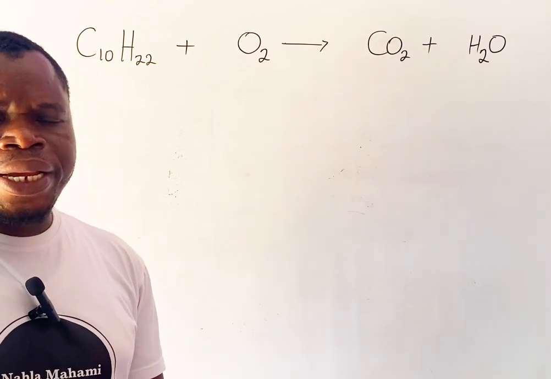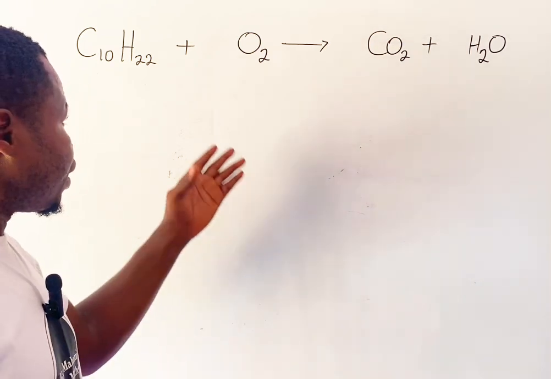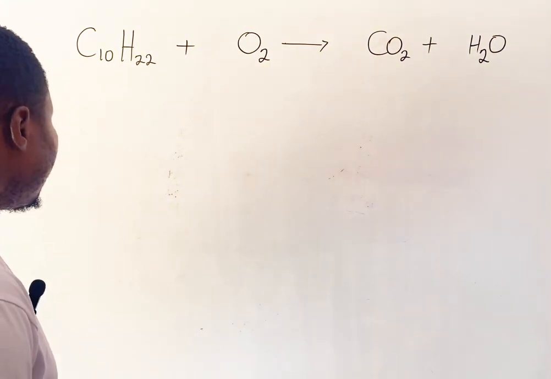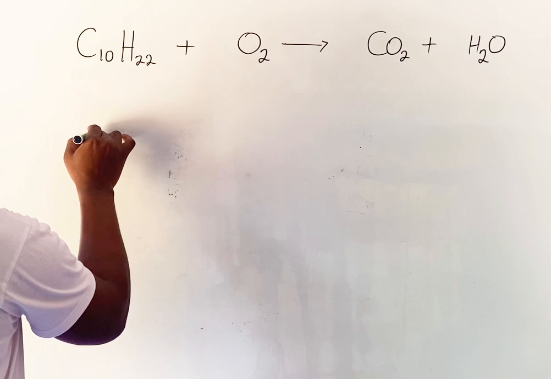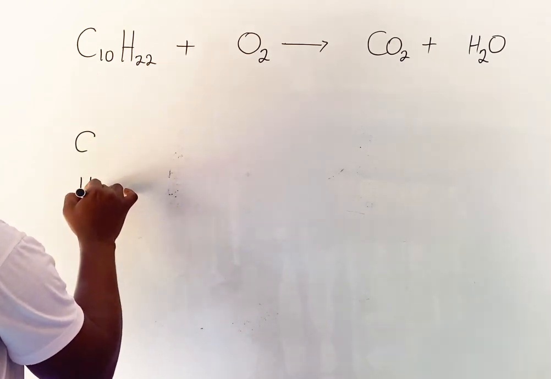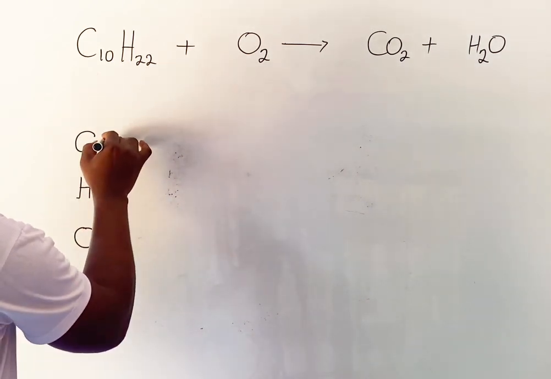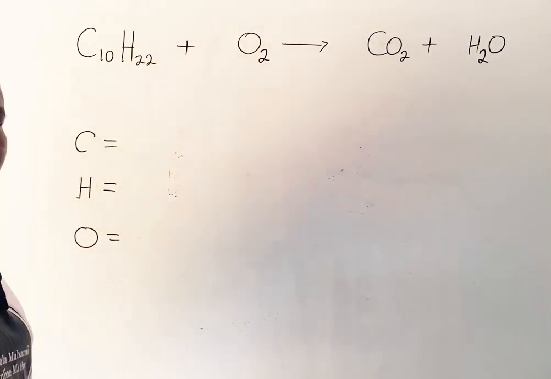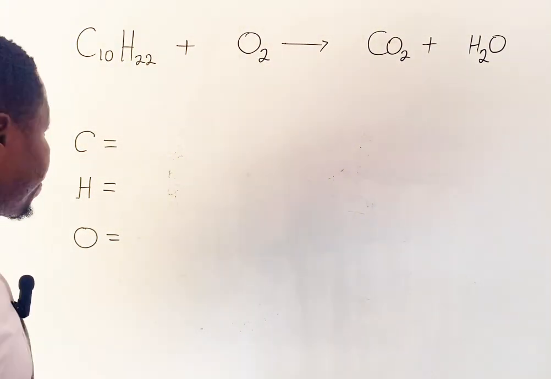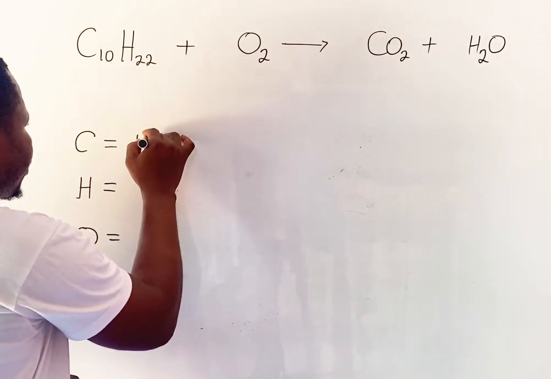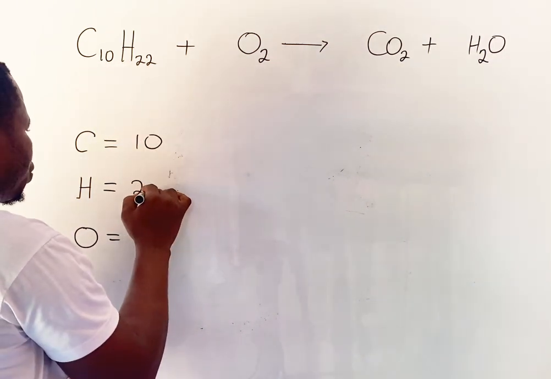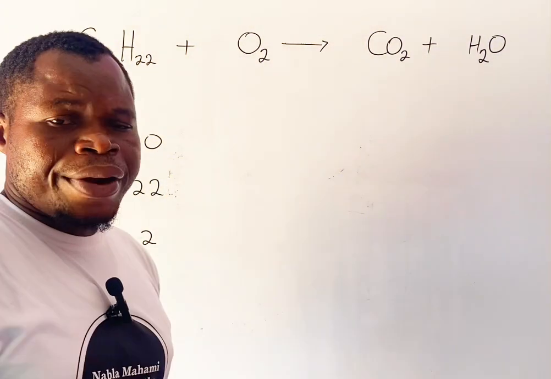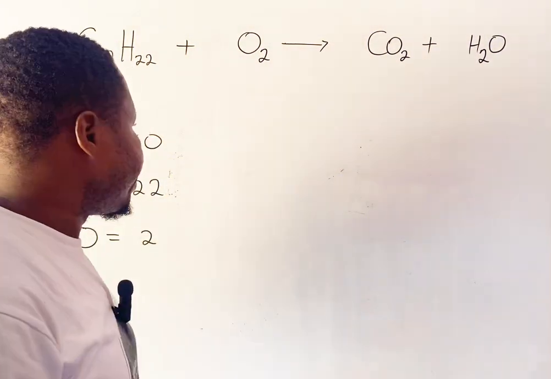To use this technique, the first thing is to list the elements on the left hand side of the reaction. So here I have C, I have H, and I have O. After this, you now write the total number of each of these elements there. So here I have C to be 10, H to be 22, and O to be 2. Then we'll move to the right hand side of the reaction and do the same thing.